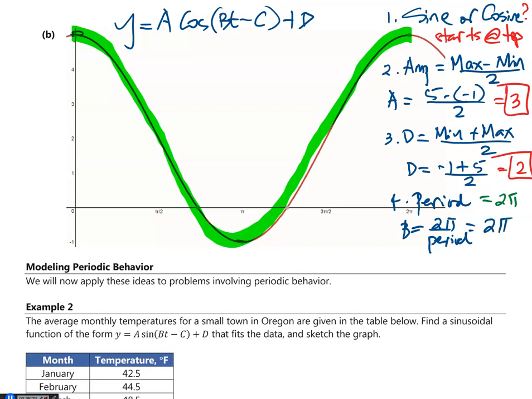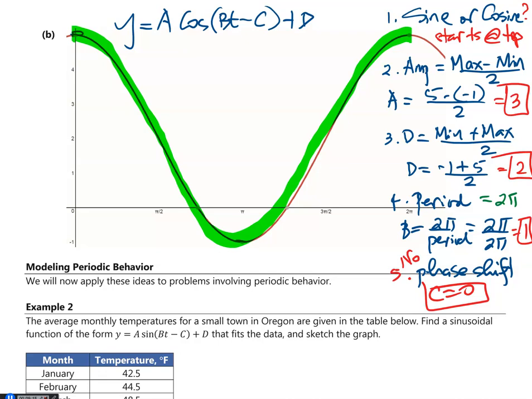So that is 2 pi over 2 pi now, which is equal to 1. And the phase shift: this graph is from 0 to 2 pi, so meaning there is no phase shift. So c is equal to 0. So now we can write our equation.